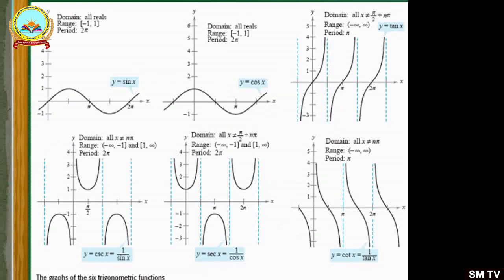Next, the graphs of the sine, cos, tan, cot, secant and cosecant functions. Here just remember the domain, range and period of these functions, with one complete cycle in 0 to 2 pi.